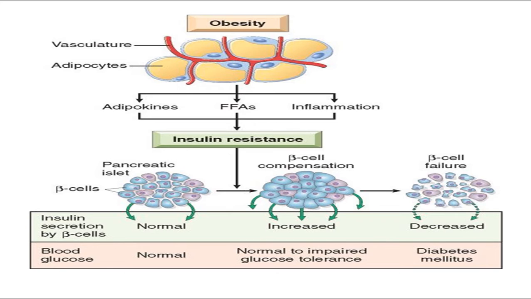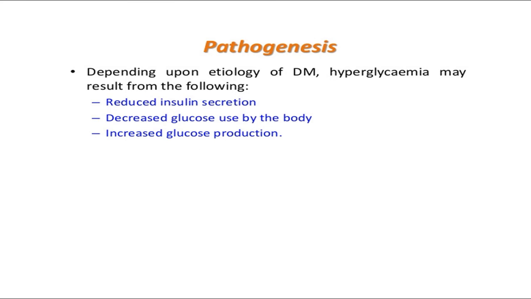That leads to increased insulin secretion by beta cells, and the person experiences normal or impaired glucose tolerance. This condition is called pre-diabetes, and that person has more chances to develop diabetes in the near future. And the last stage is beta cell failure, the destruction of the beta cells that leads to decreased insulin secretion, and the patient develops overt diabetes mellitus.